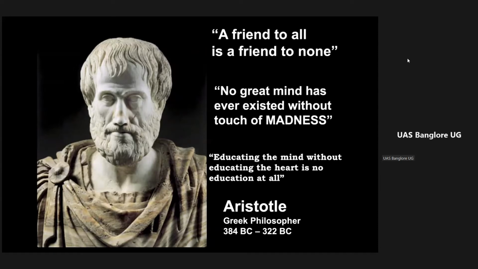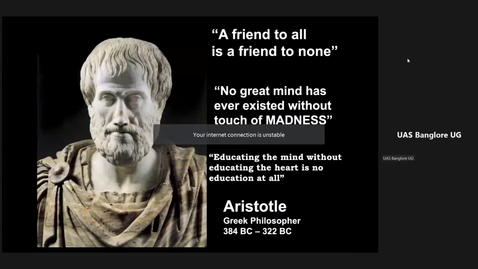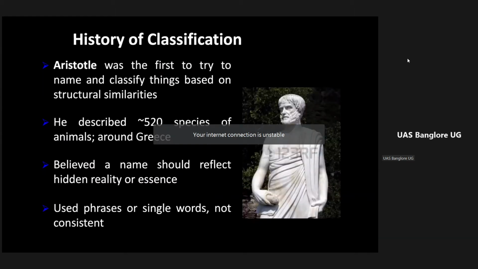To be a friend to all is to be a friend to none. No great mind has ever existed without a touch of madness. Educate all. Aristotle lived around 322 BC, and that is where the history of classification started. From him, the classification of history started.